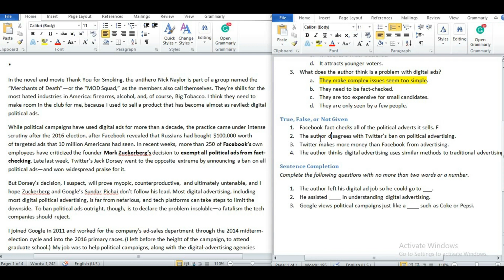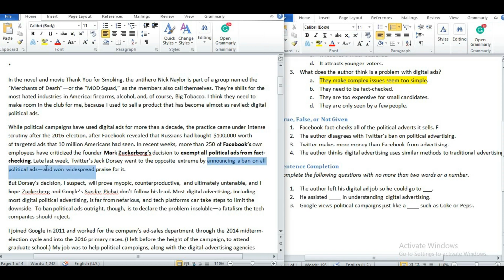Number 2, the author disagrees with Twitter's ban on political advertising. Right. So we can see here in the next sentence, Twitter has banned advertising, or political advertising. We could say there, so he announced that ban on political advertising. So what then is the author's opinion about this? Could we see anything here? No. His opinion is in the next sentence. So he says, I suspect. That means I think or I believe.